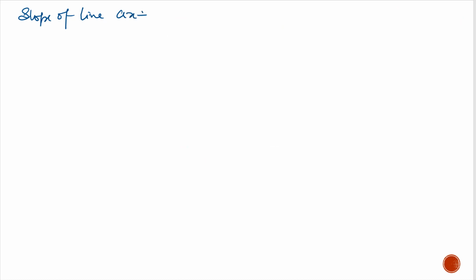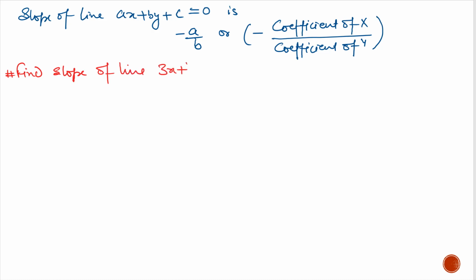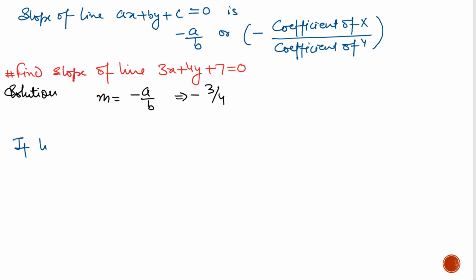If equation of a line is ax plus by plus c equals 0, then slope of the line is minus a upon b, or we can say that it is minus coefficient of x divided by coefficient of y. For example, find slope of the line 3x plus 4y plus 7 equal to 0. Here coefficient of x is 3 and the coefficient of y is 4 and the slope is minus 3 by 4.